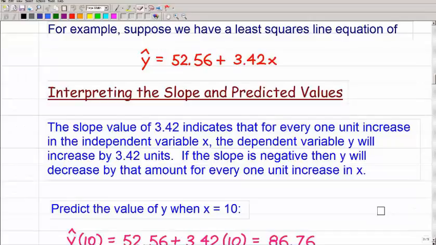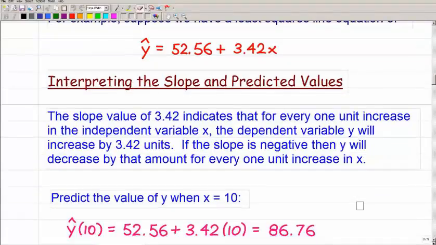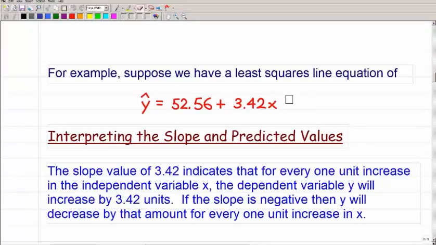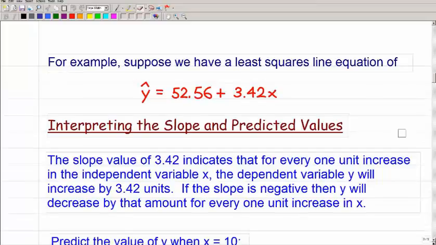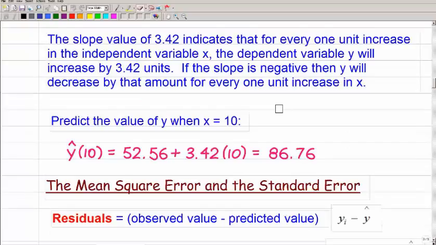So let's say, just for example, this was the equation for the predicted score on the grade based on hours studied. We would say that for every 1 hour studied, we are predicting a grade increase of 3.42 points. That's how we would interpret it for that equation. So this is very simple here. In other words, predict the value of y when x equals 10. All you do is plug the value in for 10, and there you go. It would be 86.76.